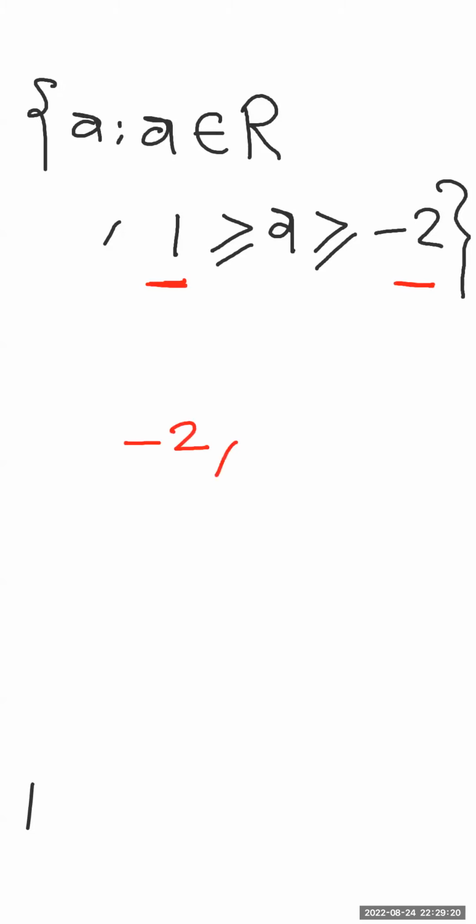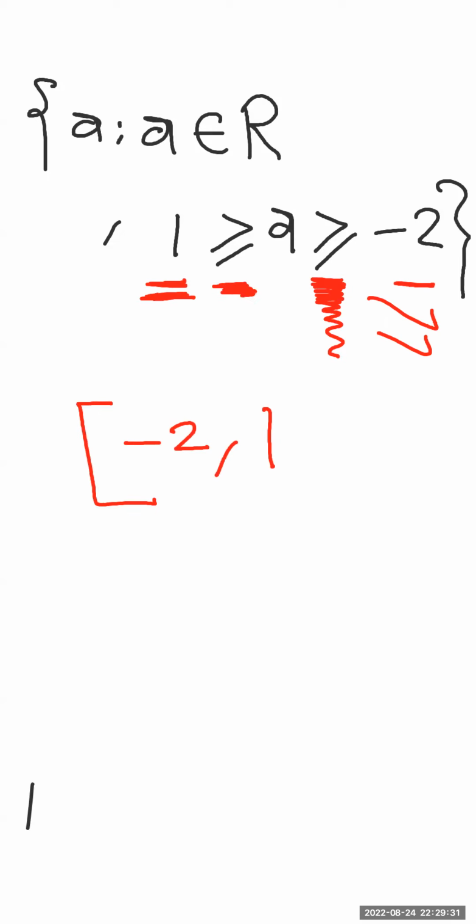Number 2. The set of A, where A belongs to real numbers and A is smaller than or equal to 1 and greater than or equal to -2. Okay. So now the interval, there are 2 points, 1 and -2. Which one is the smaller? -2. And the greater, 1. From the side of -2, greater than or equal, so closed. From the side of 1, smaller than or equal, so closed. Correct?